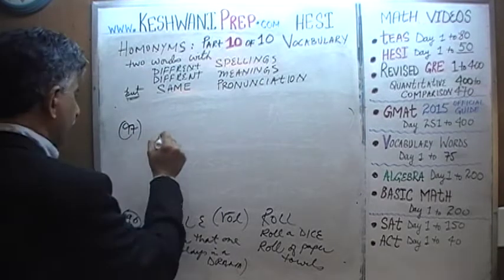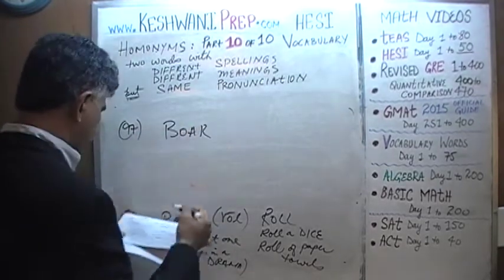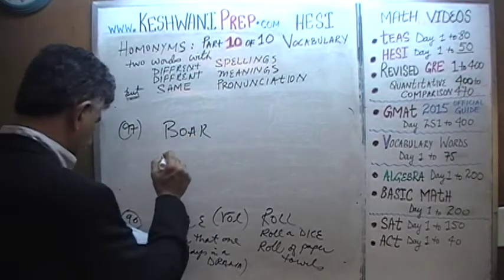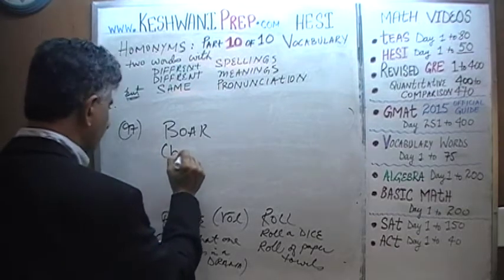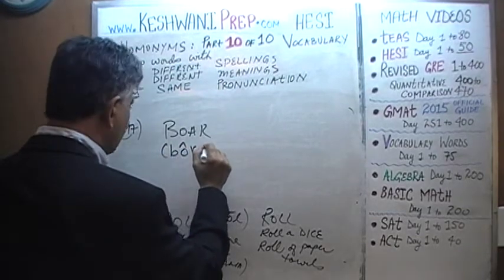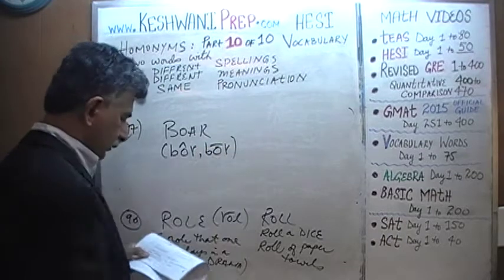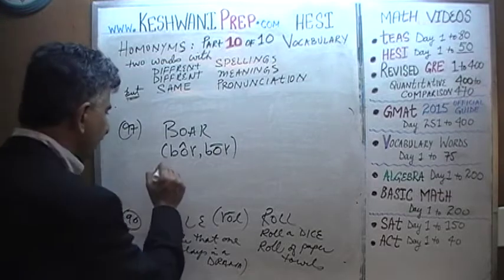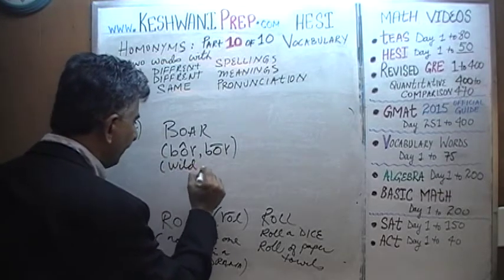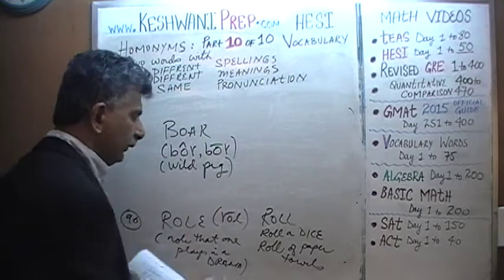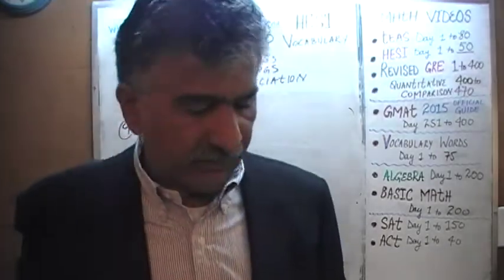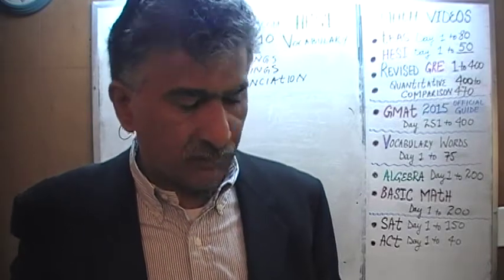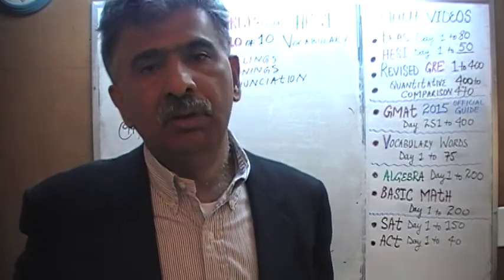We have this word right here, B-O-A-R. It has two pronunciations, bore or bore. The difference is so subtle that you can't even catch it. A boar is a wild pig. Not a domesticated pig, not a pig that you raise on the farm to have for your breakfast, the bacon, but a wild pig is called a boar.